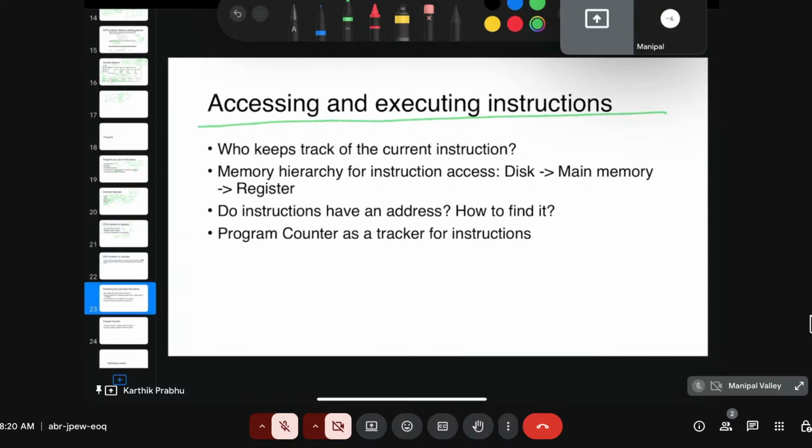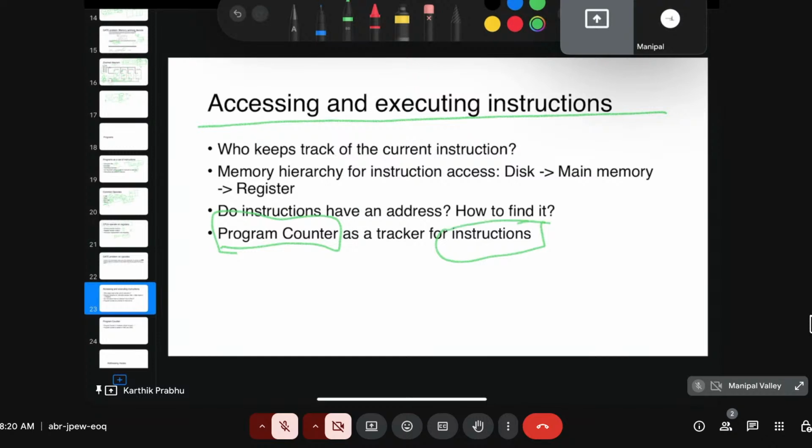Like the address of an array is the address of the first element, all of that, which you learn in C programming as well. Here also, the address of the program is the address of the first instruction. So the first instruction's address is easily found. But what about the next instructions? That is the duty of the program counter. What the program counter does is keep track of the instruction address.